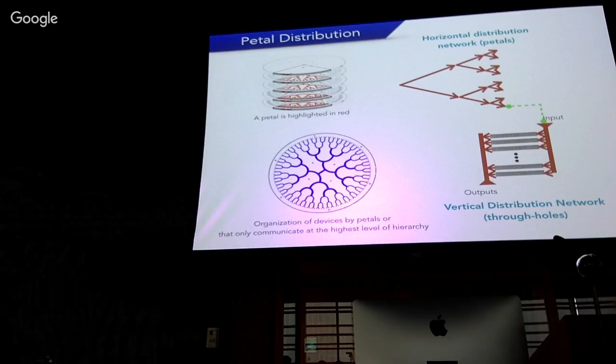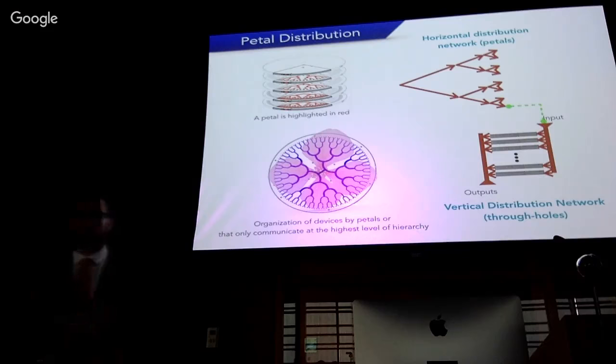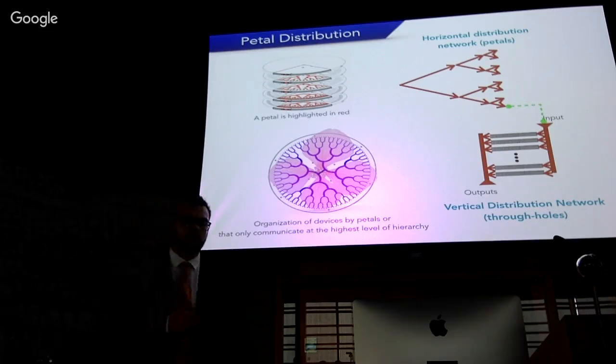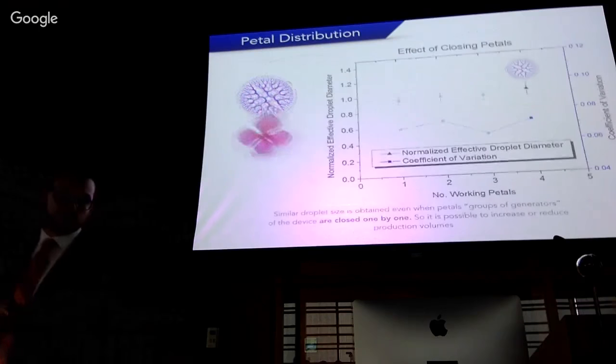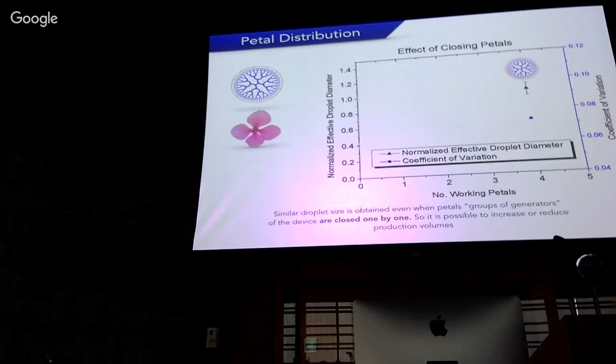One characteristic of using this distribution is that I realized you can align all of these fractals or group them into petals. This is how I call them because of the similarity with the petal of a flower. So if you see this group of generators, they only share the liquid supply in one point, which is at the very beginning. And then apart from that, they never touch each other. So we see, okay, this is a nice characteristic. Can we close sections of this device while we are operating?